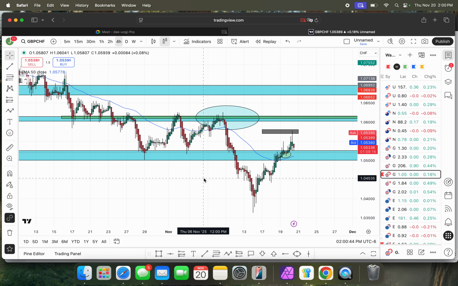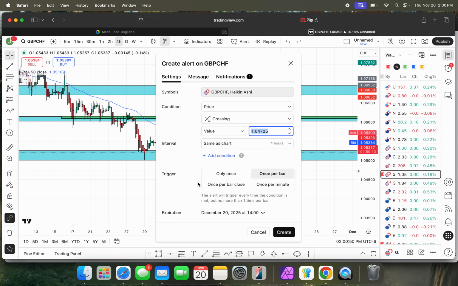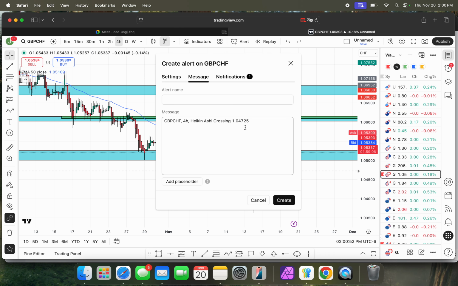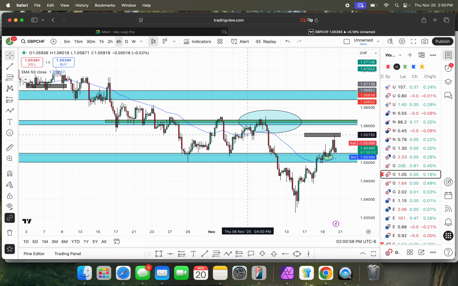Come look at it later, or set an alarm that notifies you. You can set an alert. Just click, add an alert. You can say, area of interest, whatever the case may be, and it'll let you know when it gets to the area that you're looking at. Once it gets to this area, okay, it's at the area of interest.